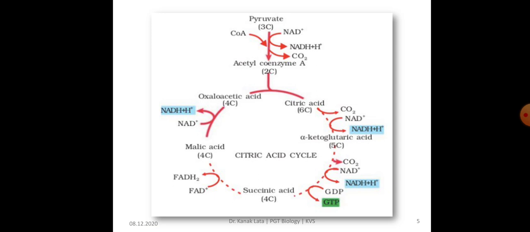This is the flow chart of the citric acid cycle. You may locate the points where NAD plus is reduced to NADH plus H plus, and you may also observe here where FAD plus is reduced to FADH2.